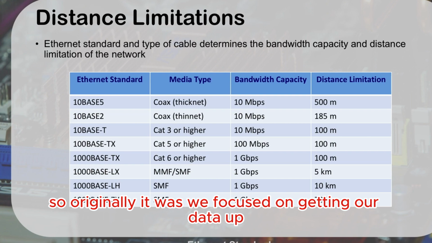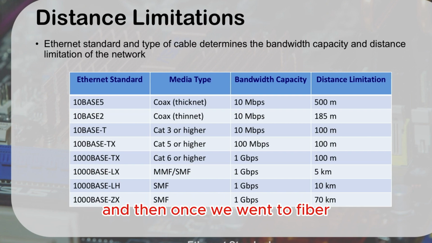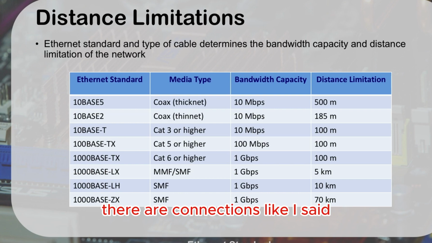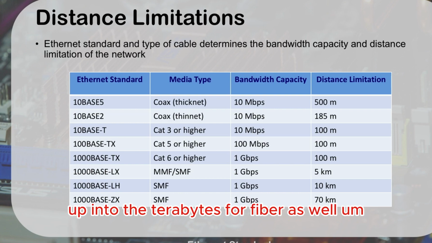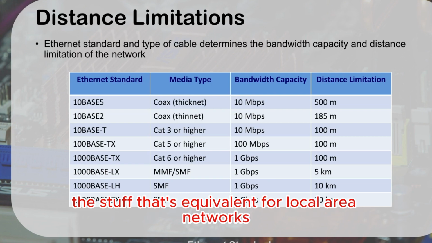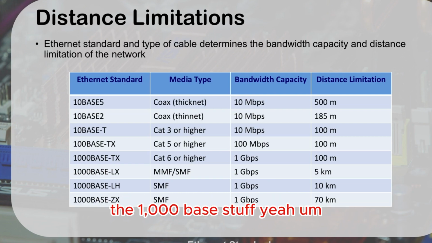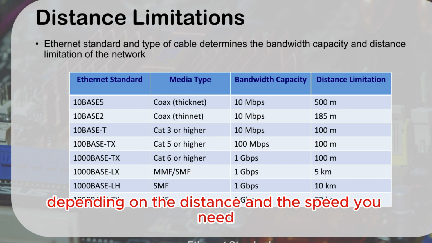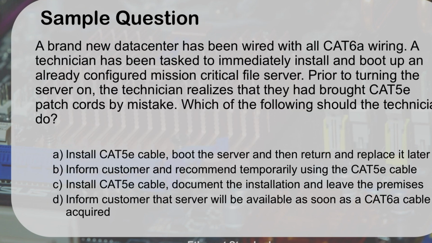So originally we focused on getting our data up. And then once we went to fiber, it was data as well as, it was more important about distance. There are connections, like I said, up into the terabytes for fiber as well. This particular chart, I'm only showing you the stuff that's equivalent for local area networks, the 1000 base stuff. There's actually charts of charts and tons of different cable standards depending on the distance and the speed you need.